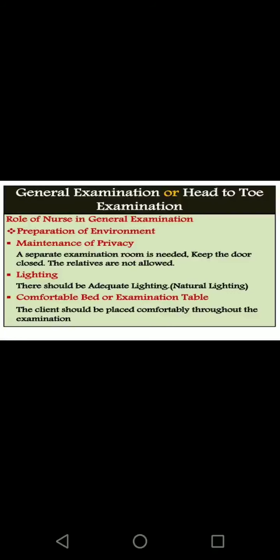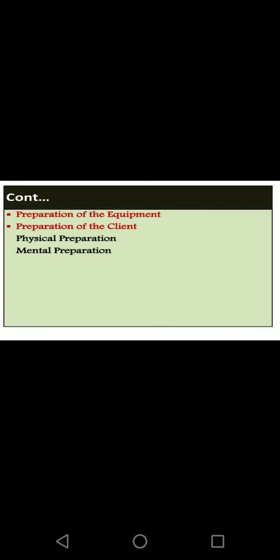Lighting should be proper. There should be adequate lighting or natural lighting. A comfortable bed or examination table. The client should be placed comfortably throughout the examination. Then preparation of equipment. All equipment should be there at that time.